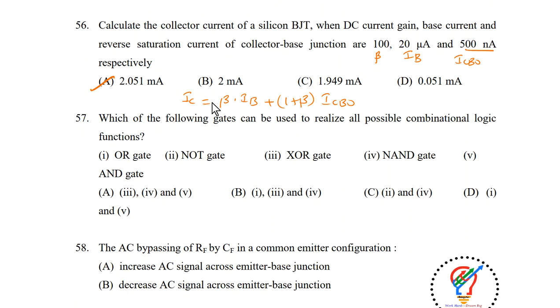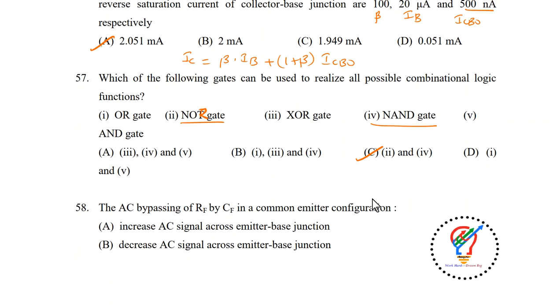Okay, so which of the following gates can be used to realize all the possible combinations of logic gates? Options: NOT, NOR, OR gate, NOR gate, XOR gate, NAND gate and AND gate. So what are the universal gates that you know? They are nothing but NAND and NOR gates. Using these NAND and NOR gates, we can realize the remaining other gates. So the answer is NAND and NOR.